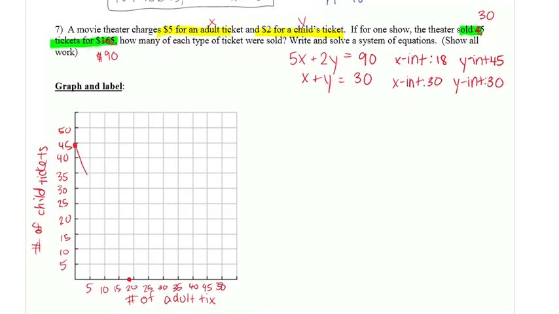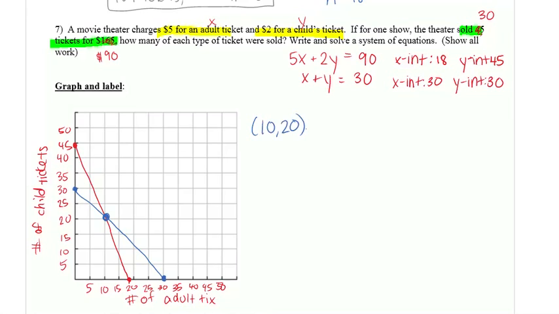Okay, you would use a ruler. I can't. Connect like that. Okay. For my other equation, both of the intercepts are 30. So I would use my ruler and connect those. And it appears that they intersect right there. Okay, which would be 10, 20.